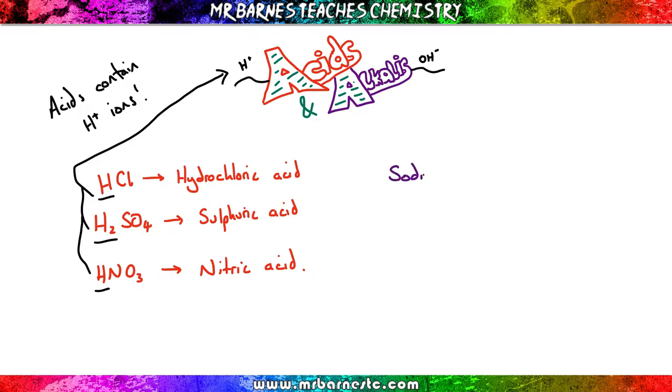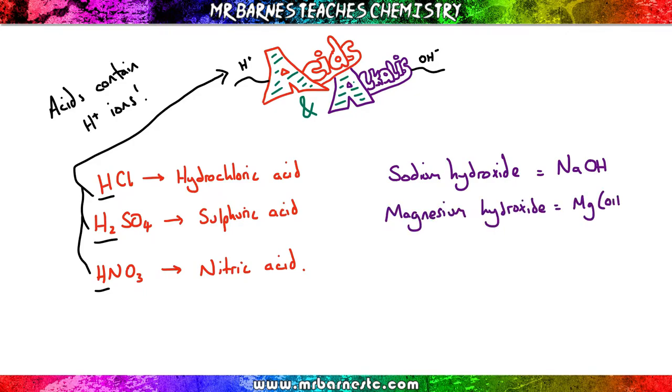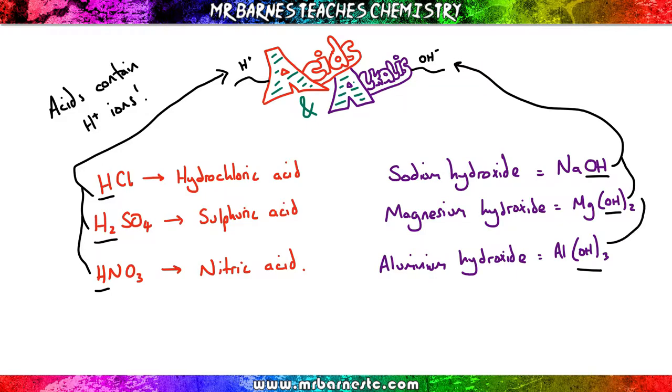If we have a look at some alkalis, such as sodium hydroxide, which is NaOH, magnesium hydroxide, which is Mg(OH)2, and aluminium hydroxide, which is Al(OH)3, again, you'll notice all three of these have something in common. They've all got OH, and it's the OH- ion that makes something alkali.